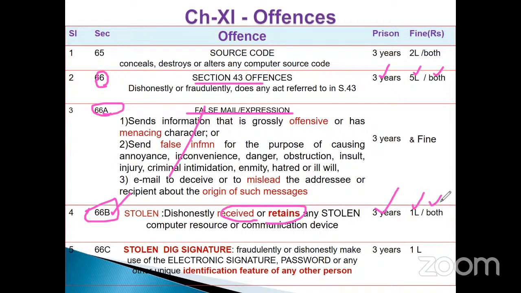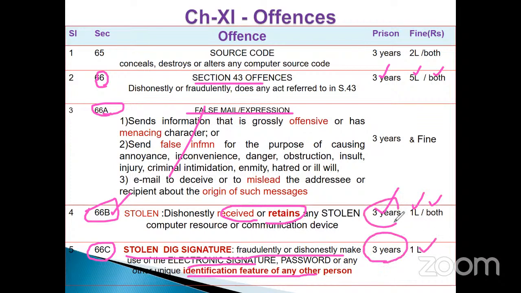Somebody is stealing computer software or a laptop or a pen drive, then he is punished under this. 66C, you remember the C with copy. Stolen digital signature, fraudulently or dishonestly making any electronic signature, a password or other unique identification feature, or any username, password, etc. Punishment is 3 years and 1 lakh.